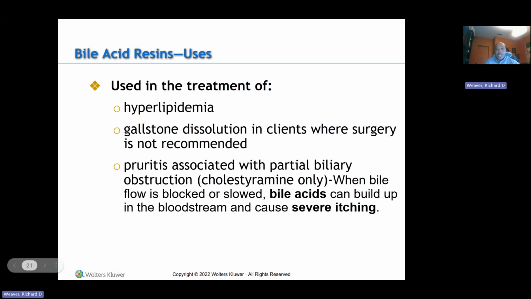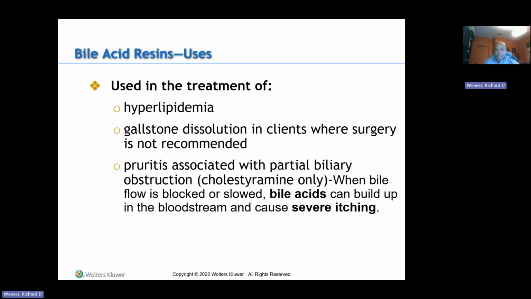Now, the bile acid resins are used to treat hyperlipidemia in clients who do not have an adequate response to diet and an exercise program. And so they'll add this particular medication to the treatment regimen. Also, it is used for gallstone dissolution in clients where they cannot have a cholecystectomy. Some patients have gallstones and they have to have a cholecystectomy, or removal of the gallbladder. But if they can't have the surgery due to whatever reason, maybe they're just not stable enough, then this drug is given to dissolve the gallstone.